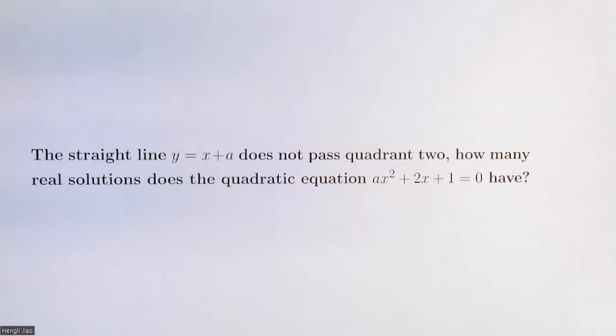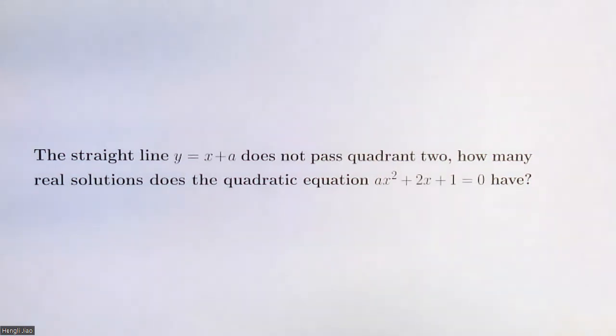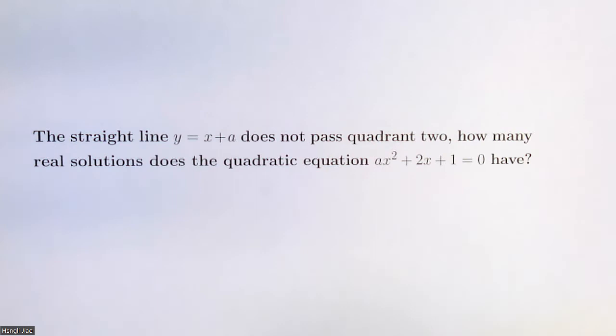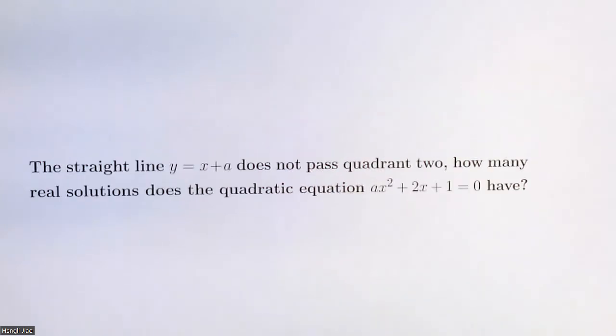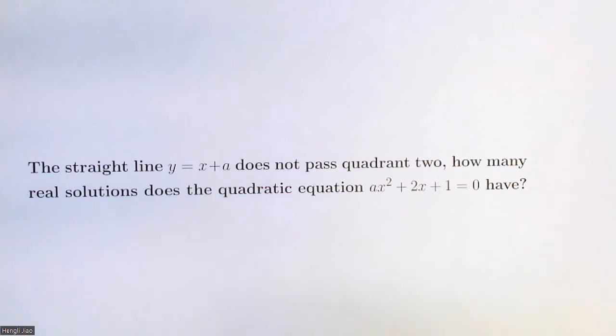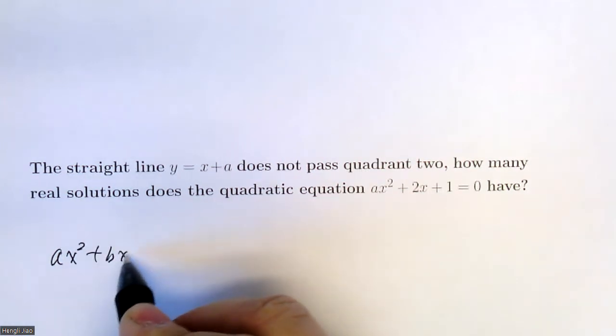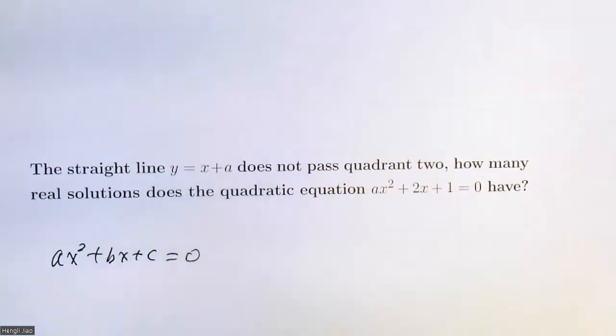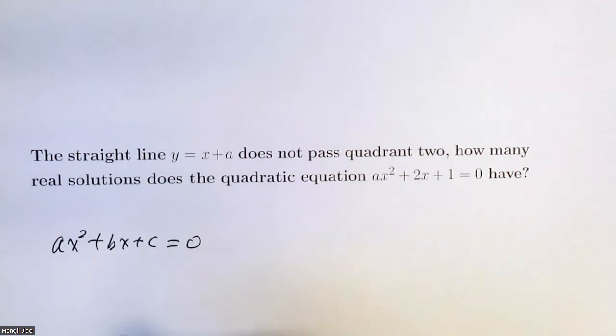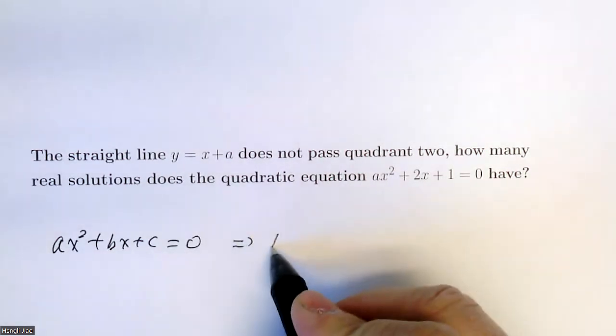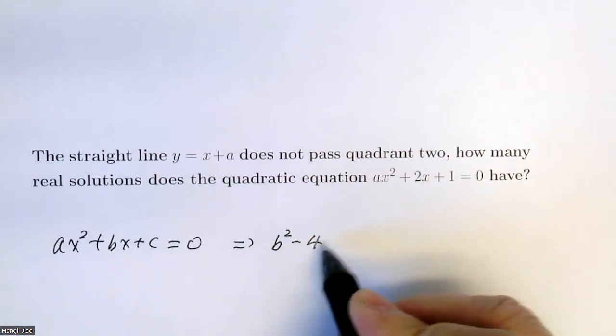one real solution or no real solution. We actually use the so-called discriminant to determine that. Okay, what is the discriminant? Basically, if you have the equation ax squared plus bx plus c equals 0, its discriminant is b squared minus 4ac.